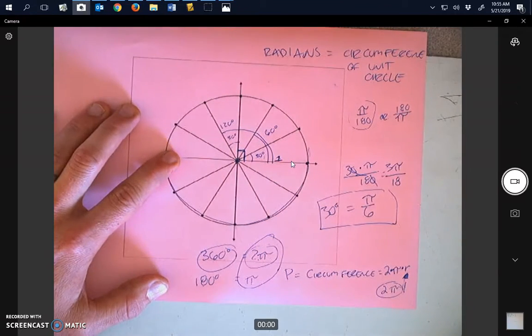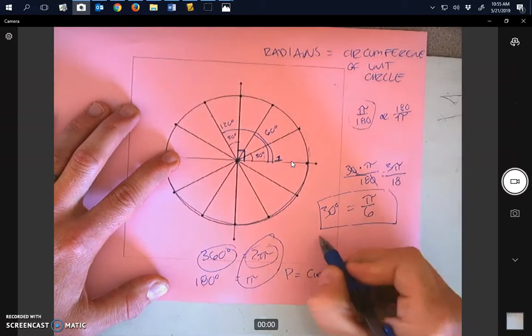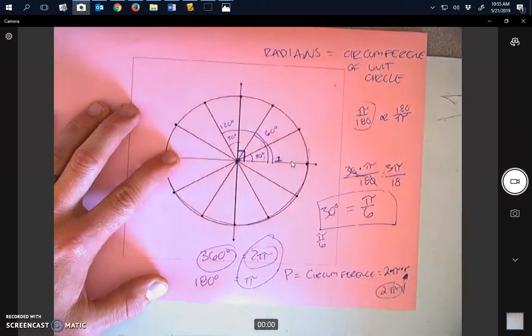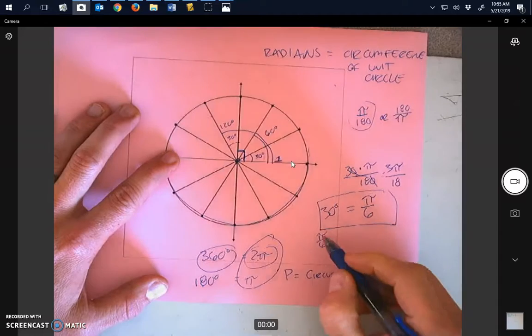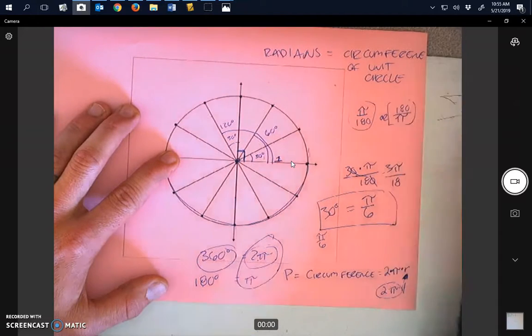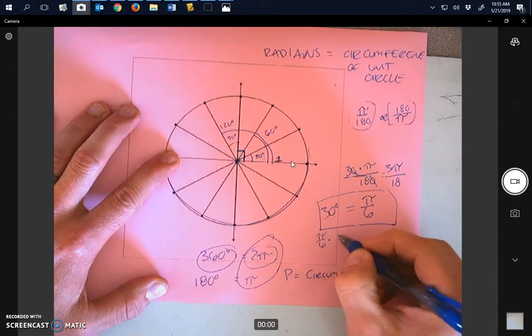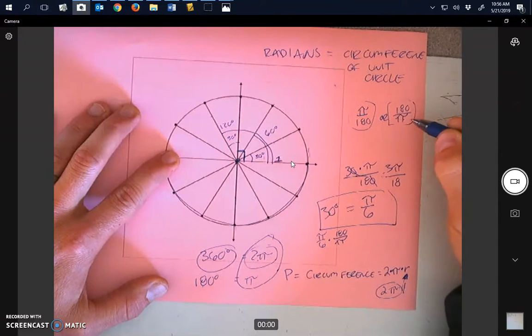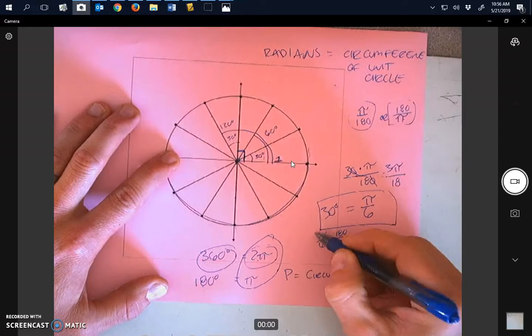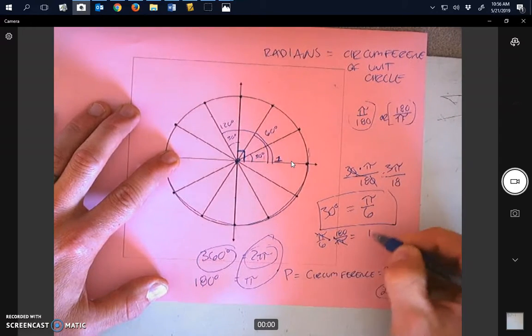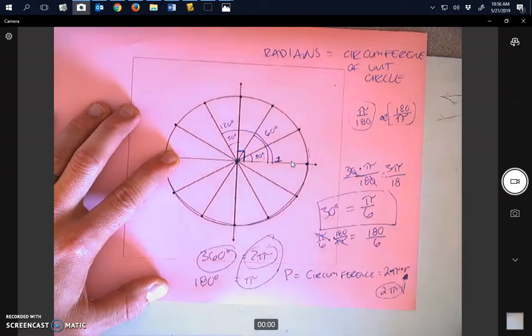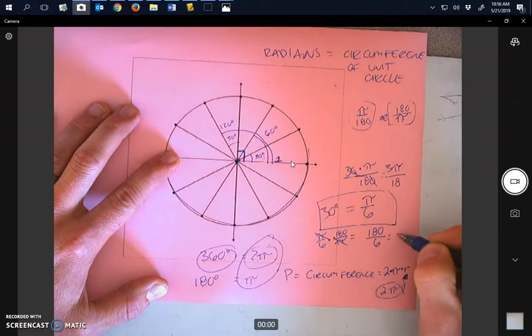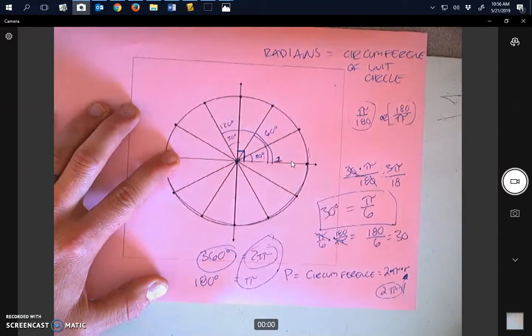Okay, now if I said, let's go the other way. Let's say I had pi over 6 radians, and I want to know what the degrees are. Well, I would do pi over 6, and we're going to use the other one. This is to go to degrees. This will be 180 over pi. And you know that because the pi's are going to divide out. If I multiply by 180 over pi, these pi's will cross out. And I'm left with 180 over 6. And 180 over 6 is equal to 30.